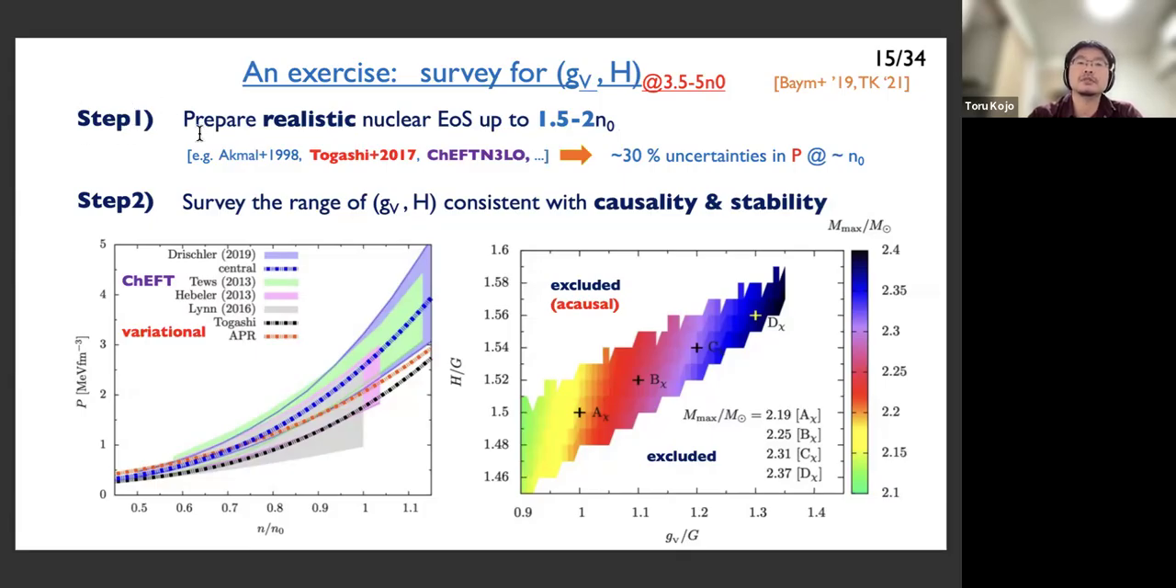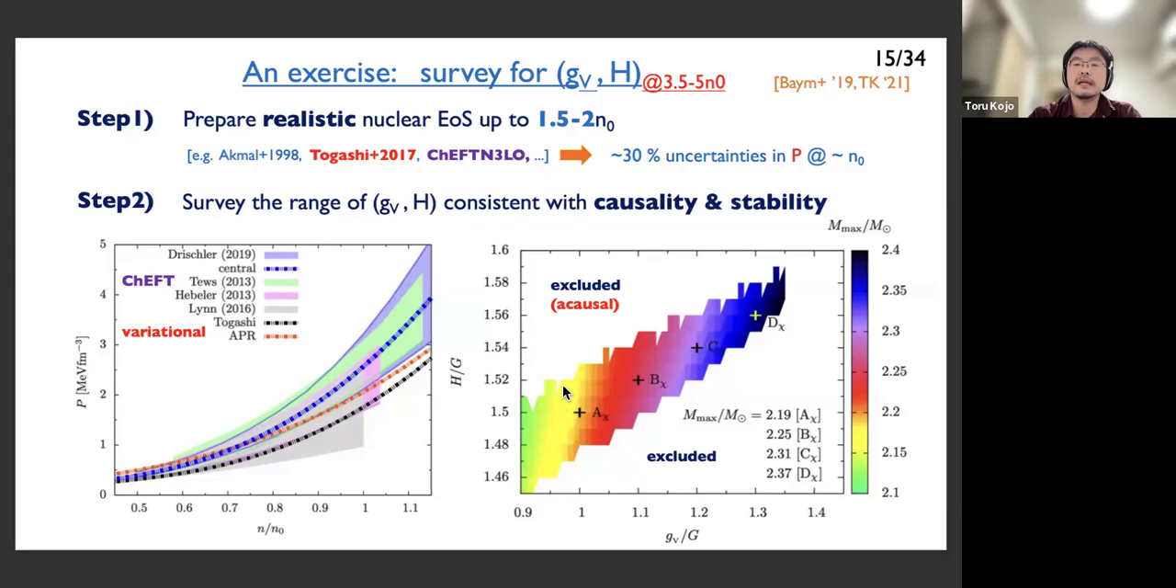The first step is to choose a realistic nuclear equation of state for low density. Examples are APR, Togashi, or chiral EFT at next to leading order. Around saturation density, the uncertainty of the pressure is about 10 to 30%. Choosing one nuclear equation of state, we then consider many possible quark matter models as a function of GV and H. But in fact, the allowed range of GV and H is strongly limited by the causality and stability conditions like this.